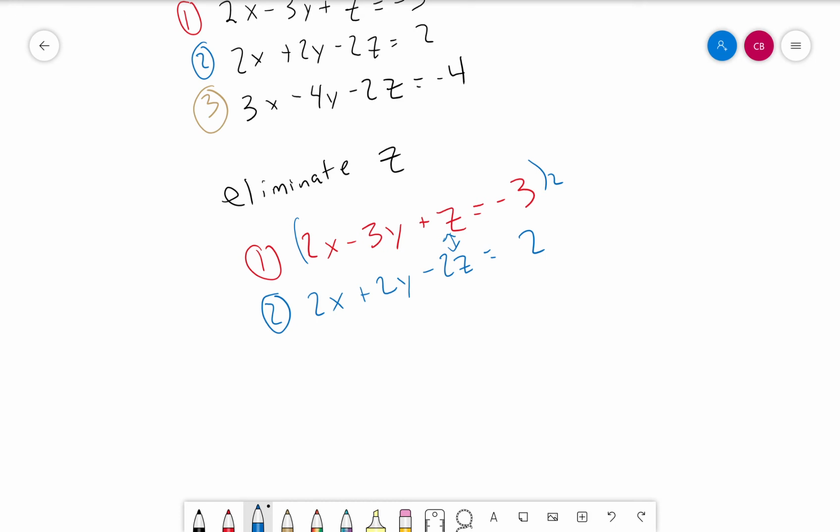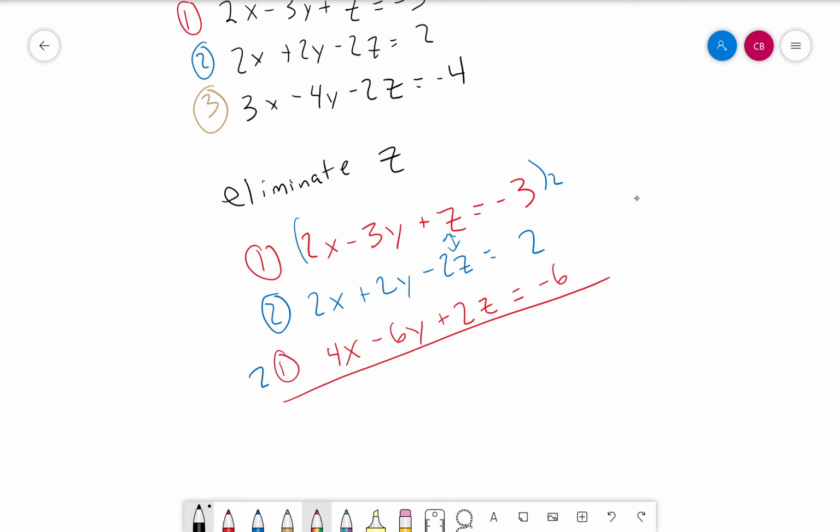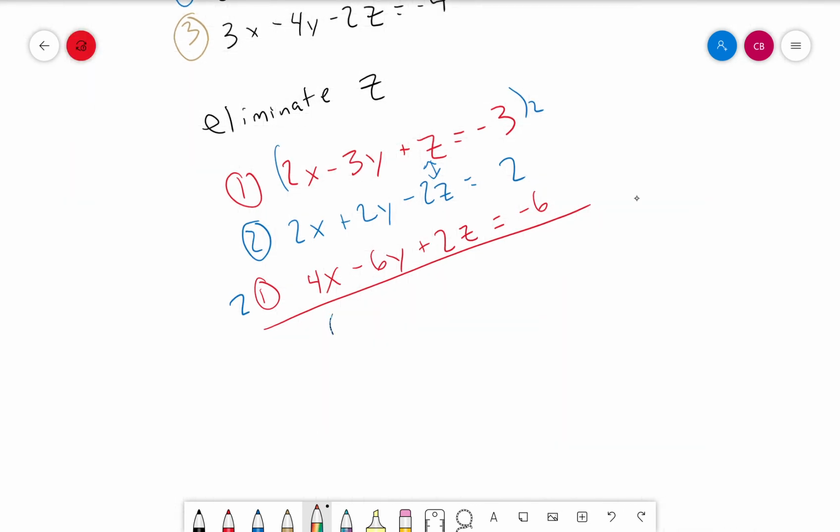So this is going to give us the red equation, which is 2 times 1. 2 times 2x is 4x. 2 times negative 3y is negative 6y. 2 times z is positive 2z. And negative 3 times 2 is negative 6. Okay, so we cancel straight down. This is going to give us a fourth equation. Fourth equation is going to be 2x and 4x is 6x.